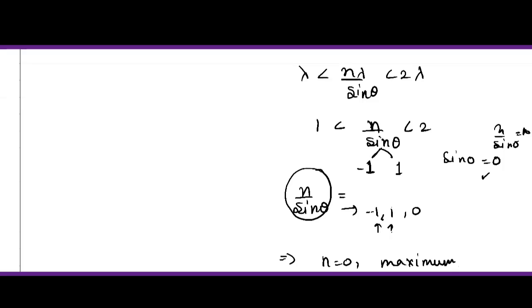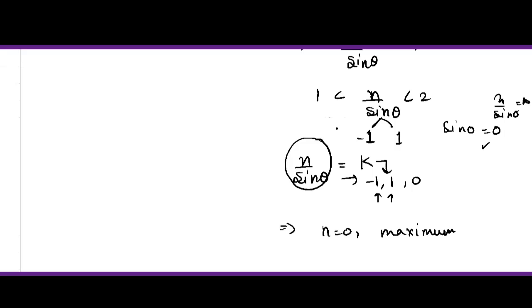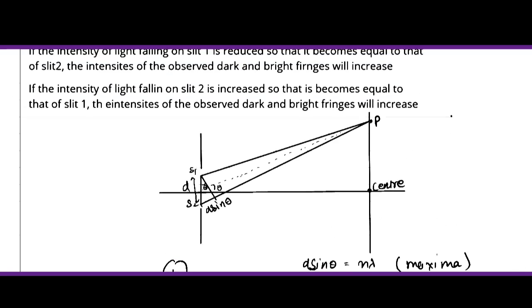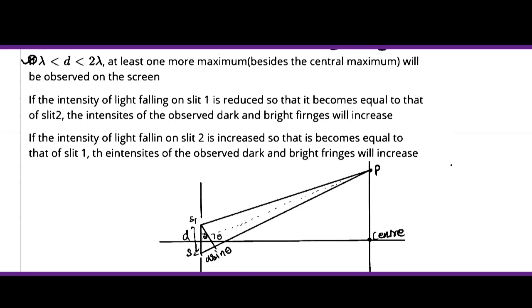But rather than this maxima, if sin theta equals 1 or -1, or this whole term, if we consider this term as k, if this k has a value of -1 or 1, then they also have maxima. So in this condition, the intensity is maximum, or we have maximum rather than the central maximum also. So we're having more than one maxima, which is at -1 and 1. So this statement is also correct. So statement 2 is also correct.